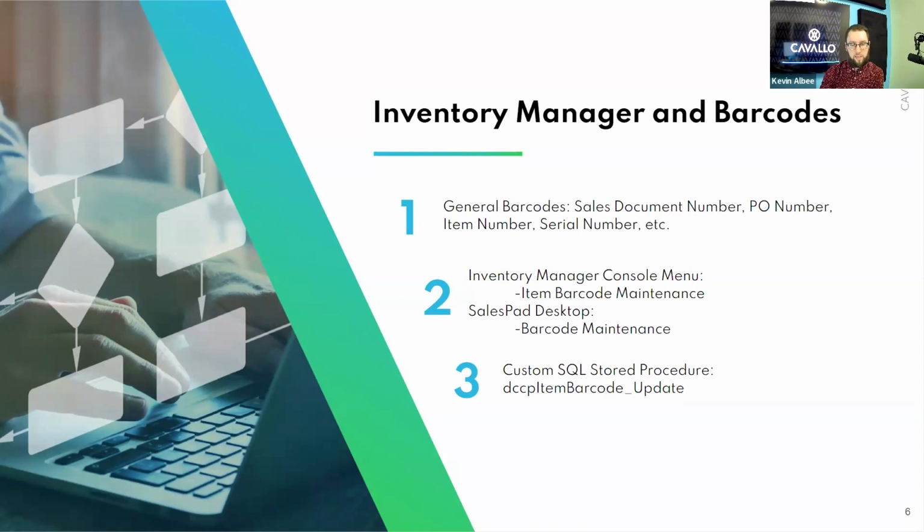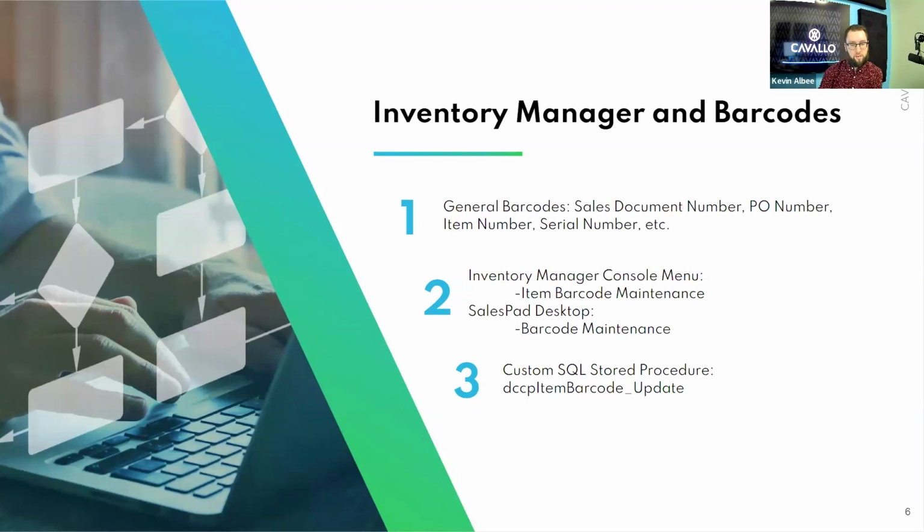On the SalesPad desktop side of things, we have a similar thing with barcode maintenance. Same idea. You specify what that barcode is, and if that gets scanned, that can get translated. The only thing to keep in mind here is that on the Inventory Manager side of things, if you're using item barcode maintenance there, that will automatically be recognized by the scanners. So there's no additional configuration beyond that point. But if you're filling it in on the SalesPad desktop side of things, there's some additional work needed to get that recognized on the scanner. Because technically these two menus store this barcode information in different parts of the database, and only the Inventory Manager console is recognized by default.